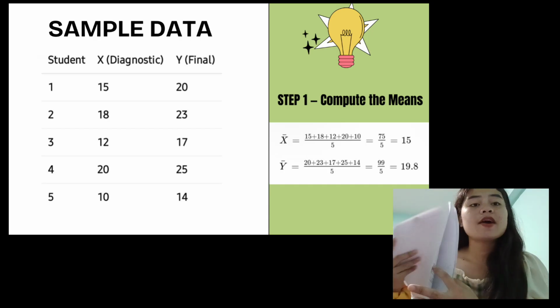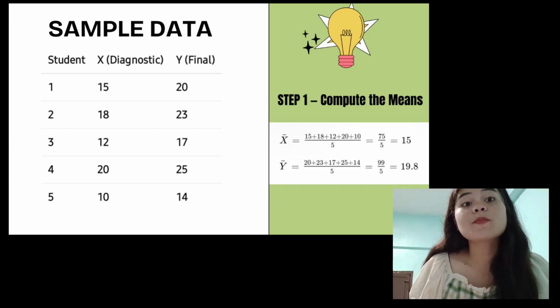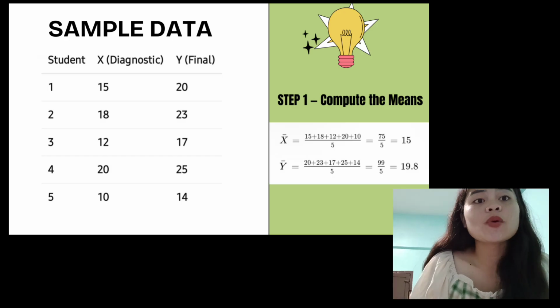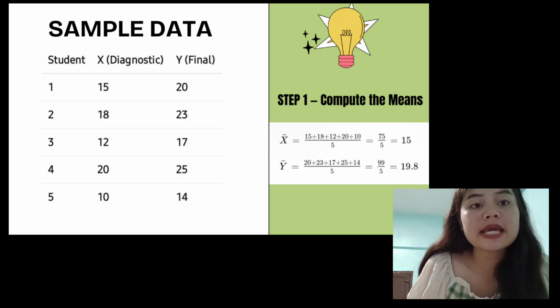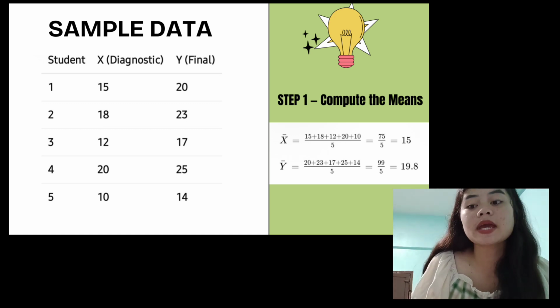So here we have our step 1. We need to compute the means. We have to get the summation of X and the summation of Y. So we need to add the total scores of Y and the total scores of X. We have 15 plus 18 plus 12 plus 20 plus 10 equals 75, and we need to divide it by the total number of students. So divide by 5. Also for Y, same process: 20 plus 23 plus 17 plus 25 plus 14 equals 99.